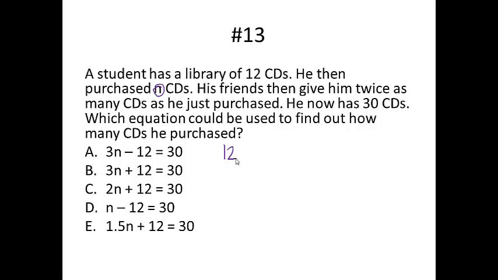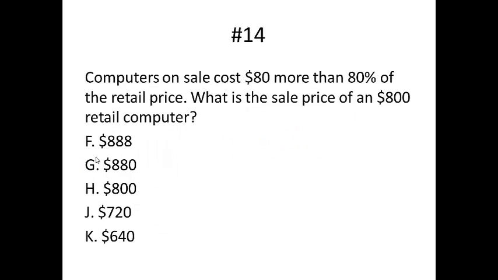Okay, he starts out with 12, and then he purchases N more, so we're going to put plus N. And then his friends give him twice as much as he just purchased, so they're going to give him 2N, and altogether I know he has 30 CDs. So now I can just combine like terms, so I'll get 12 plus 3N is equal to 30, and that is choice B.